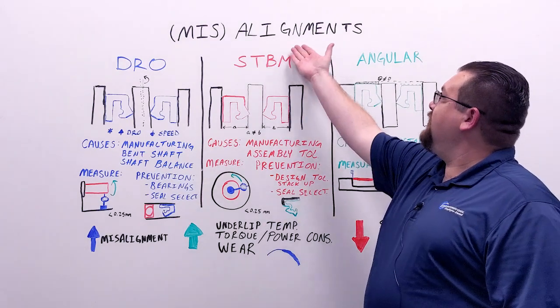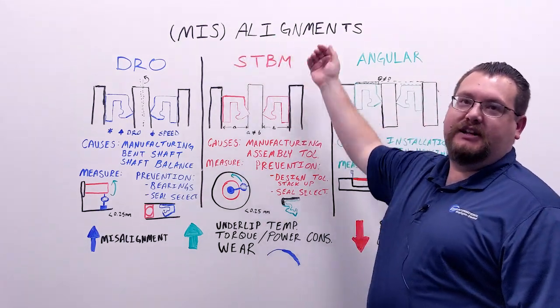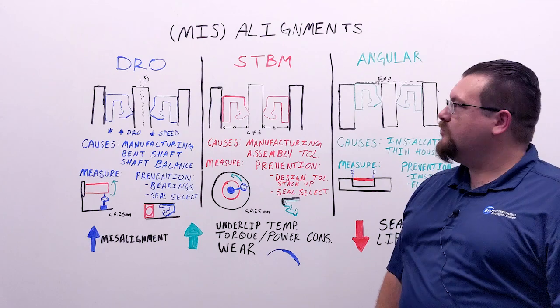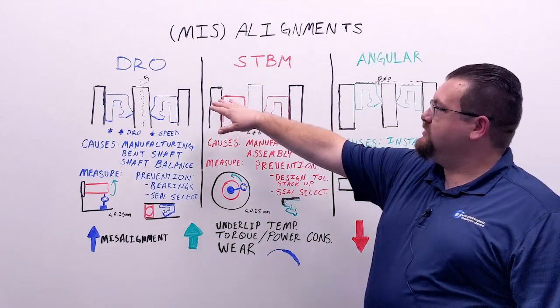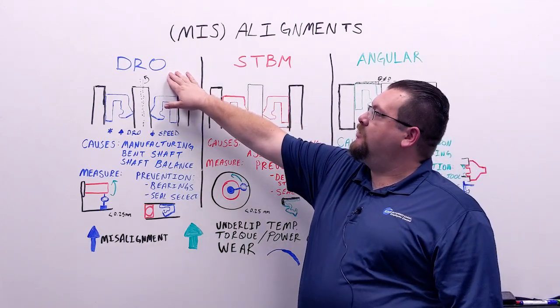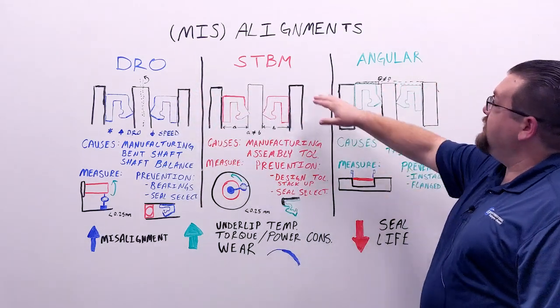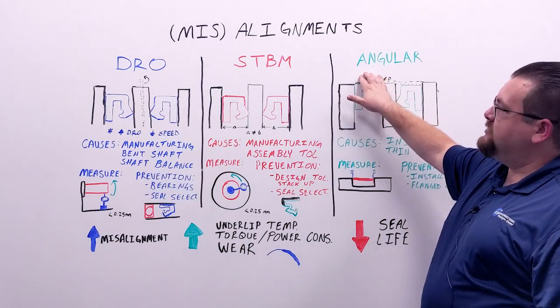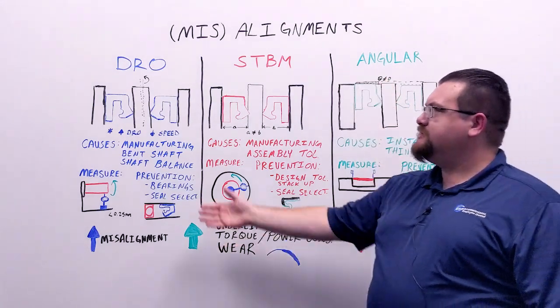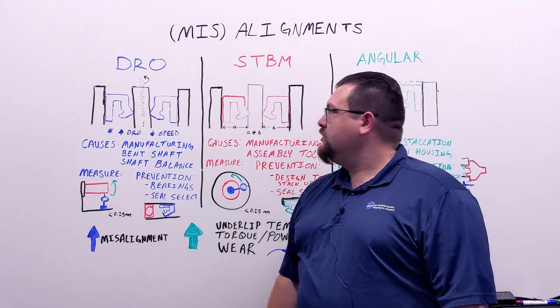Today we're going to be talking about alignments or misalignments in a radial shaft seal system. The three main things that we're going to be covering today are dynamic runout or DRO, shaft to bore misalignment or STBM, and angular misalignment. So let's first talk about dynamic runout.